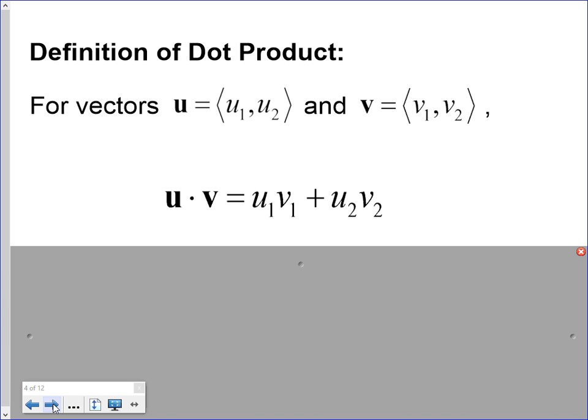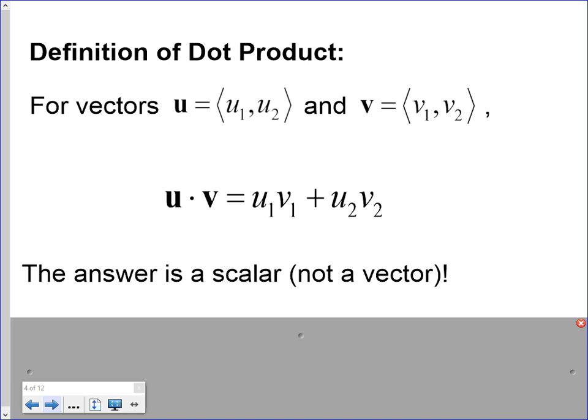When you multiply these components and add them together, your answer is going to be just a number, right? So, important thing to know about the dot product, your answer is a scalar. It is not another vector. So when you use the dot product to multiply two vectors, your answer is not a vector, rather just a number.